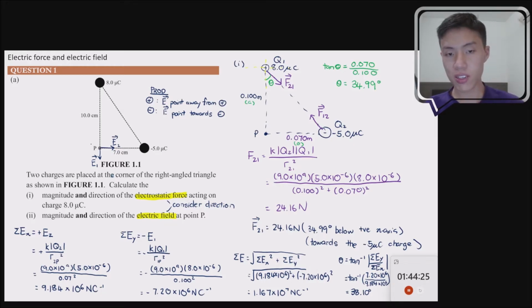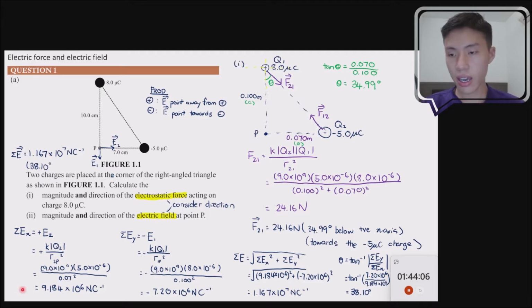I don't have the space to write it, so I write it somewhere here. The sum of the electric field at point P is equivalent to 1.167 times 10 to the power 7 Newton per Coulomb. The direction should be 38.10 degrees.